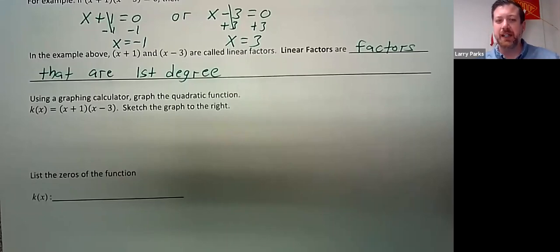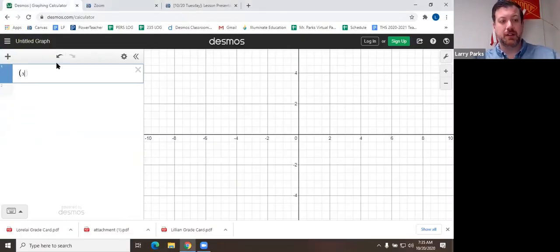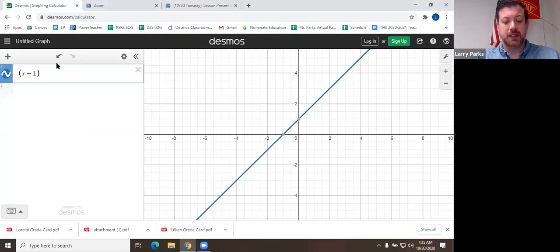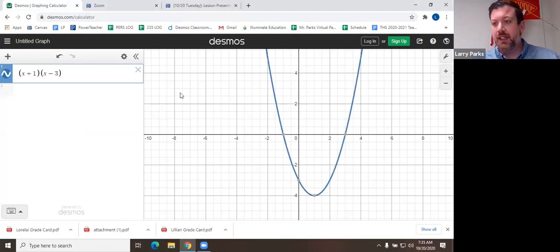So let me go type that in. X plus 1, X minus 3. And looky there, for X plus 1, the solution is -1. For X minus 3, the solution is 3.